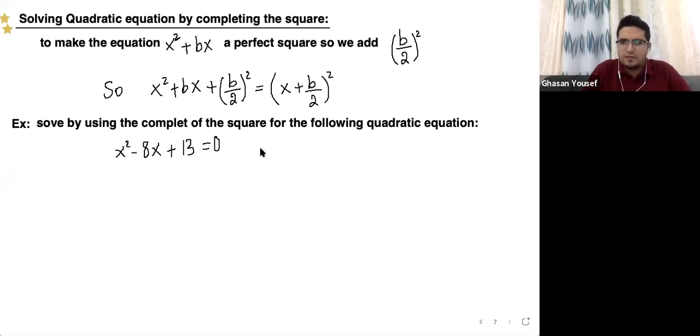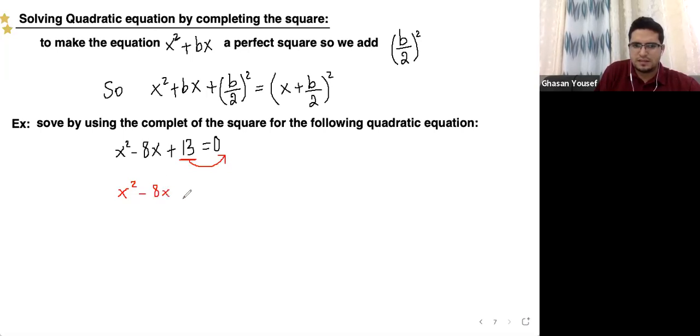So as we learned, we have 3 ways for solving a quadratic equation. The first way is factoring. The second way is by using the quadratic formula. Now we're going to learn how we can solve a quadratic equation by completing the square. First of all, we have to make one side have the variable and the other side have all numbers. So I have to move this number to the other side. Now I get x squared minus 8x equals negative 13.